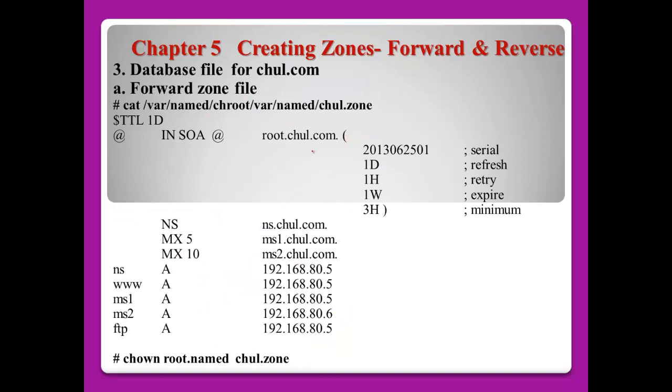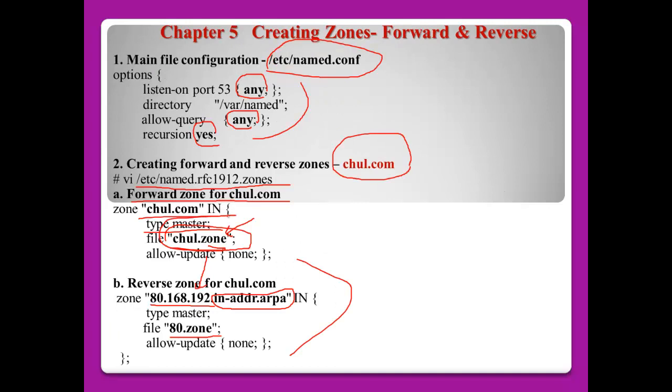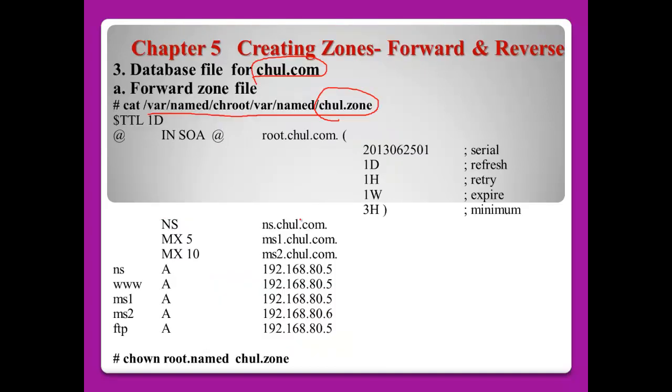And after that, number 3, we need to create the zone database file for domain chol.com. First, the forward zone file, in my case /var/named/chroot/var/named/chol.zone. This file name must be the same as this one, chol.zone, in the rfc1912 zones.